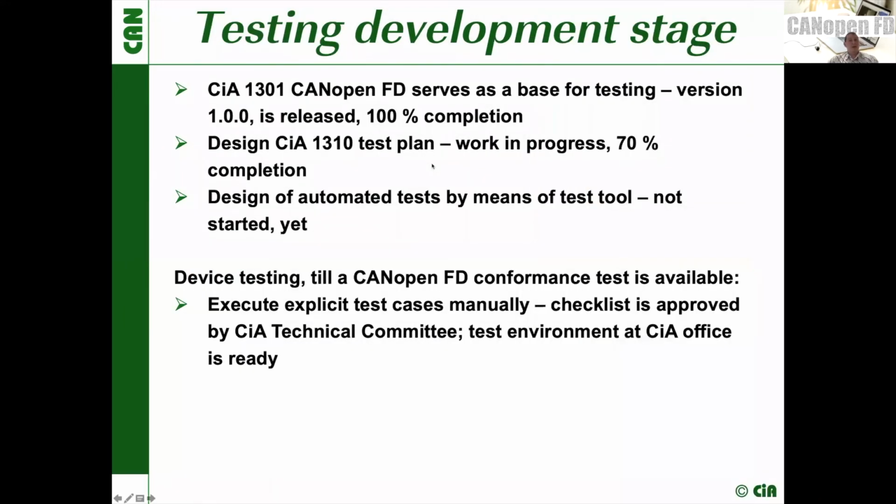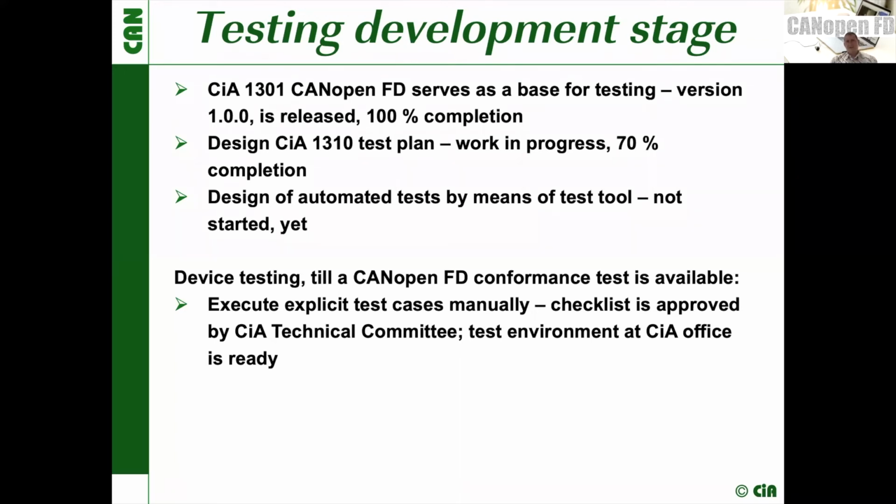What about the development of CANopen FD conformance testing? So CiA 1301, the CANopen FD specification, serves as a base for testing. The version 1.0 is released. We are working already on a version 2.0, but we have the base done for developing a CANopen FD conformance test plan. And it's a rather comprehensive work, but also here a lot of work had been done already.